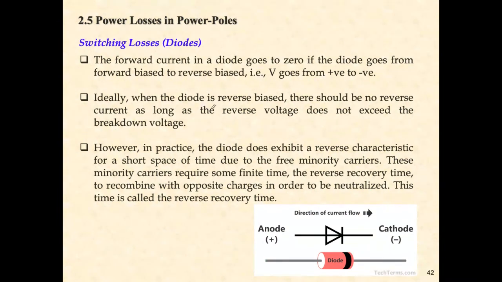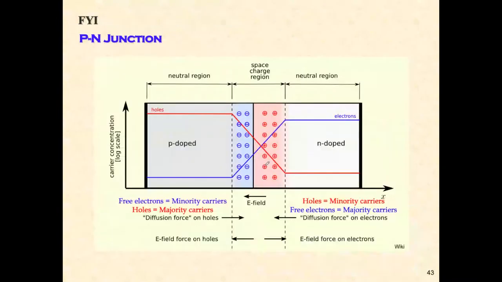So when there is switching for the diode, there should be no voltage drop or power losses. However, in practice, actually we can see this for reference.